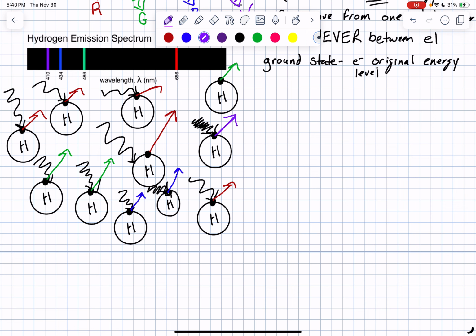So just kind of like our isotopes. Here I have 1, 2, 3, 4, 5 that are emitting the red energy photon. And so that's going to look brighter to me than the 1 atom that's emitting the violet energy photon.